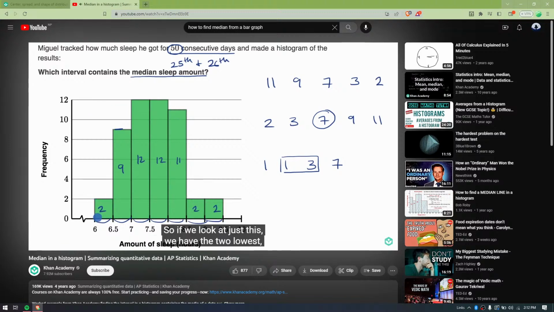So if we look at just this, we have the 2 lowest. If we look at the 2 bottom intervals combined, we have the 11 lowest. If we look at the 3 bottom intervals, we have the 11 plus 12, we have the 23 lowest. So this is the 23 lowest data points. And so the 24th, 25th, 26th, the next 12 data points starting from the bottom, starting from the lowest, are going to be in this next interval here. And we care about the 25th and the 26th, so they're definitely going to be in this interval from 7.5 hours of sleep to 8 hours of sleep.